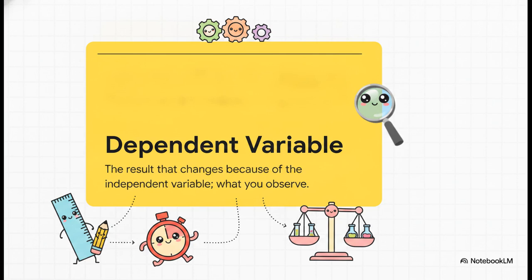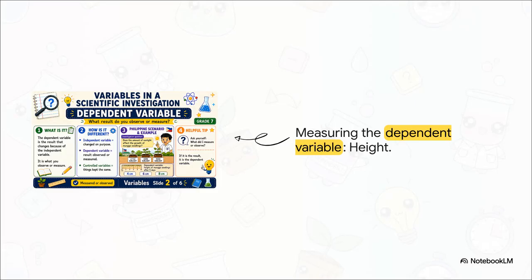Let's lock in that dictionary definition real quick. The dependent variable is the result that changes because of the independent variable. Honestly, the name itself gives the whole game away. Its outcome completely depends on what you did first. It's always that specific thing you're observing or taking a measurement of, maybe with a ruler, a stopwatch, or a scale. So, how do we actually quantify those results?